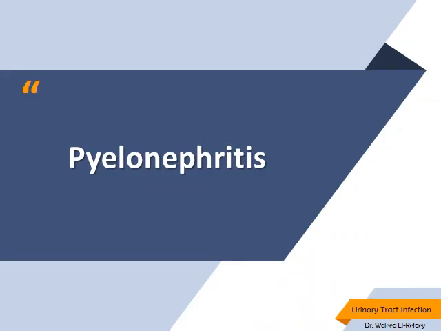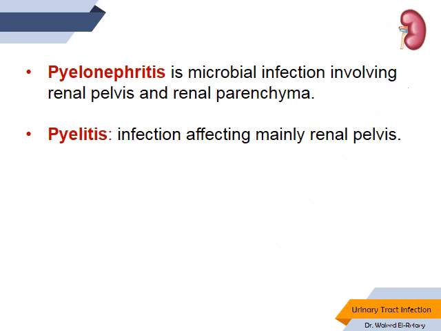The concern of our topic is pyelonephritis. We'll talk in detail on pyelonephritis, acute and chronic. Pyelonephritis is defined as microbial infection involving the renal pelvis and renal parenchyma. Pyelitis is infection affecting mainly the renal pelvis.